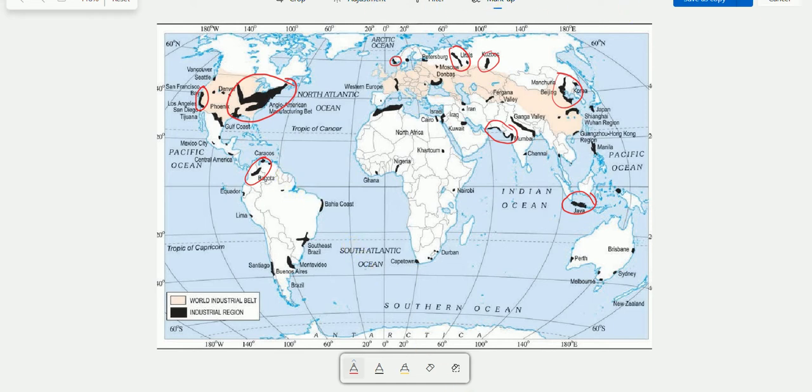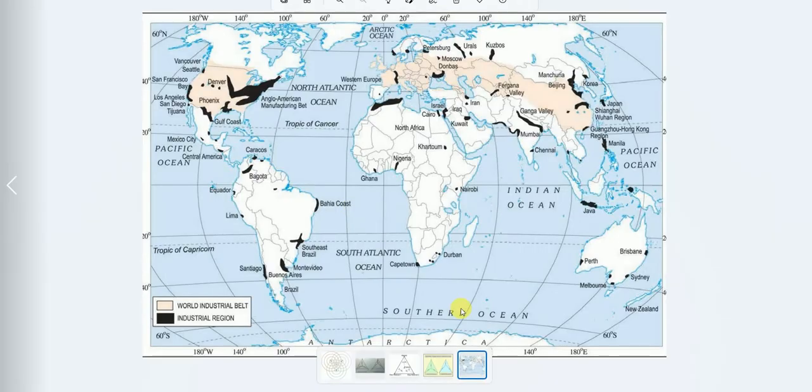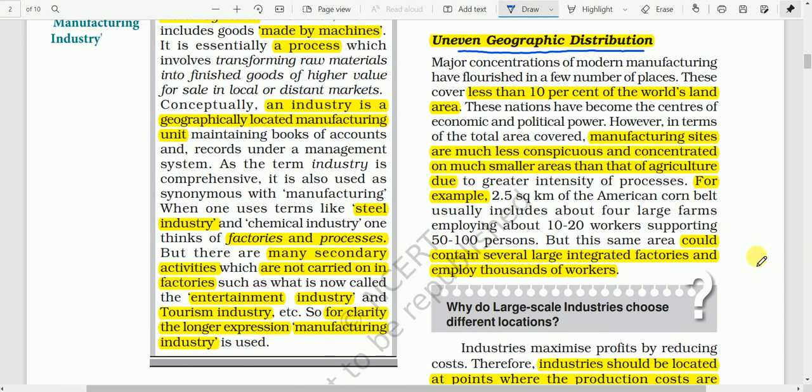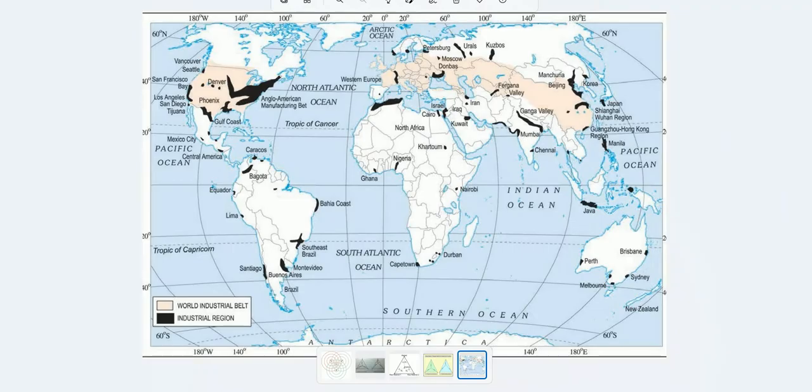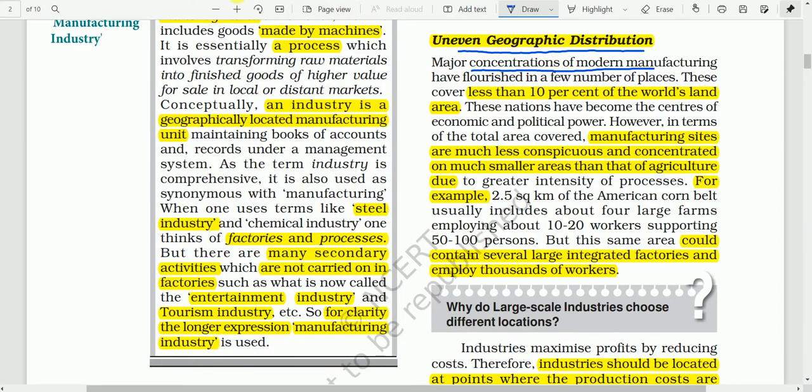And now let us discuss it. From the map, you will examine that major concentrations of modern manufacturing industries have flourished in a few number of places, as you find here. So in a few places, we find concentration of industries.